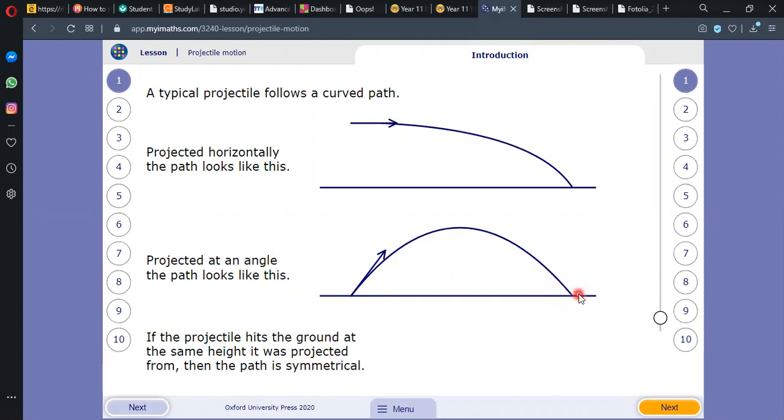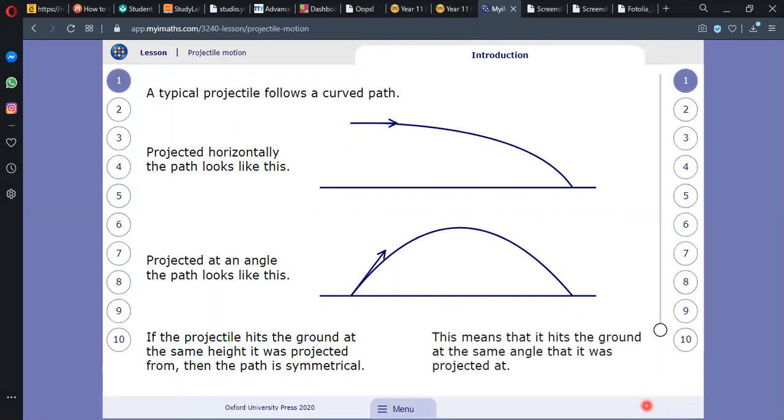This is the other part where the object is hitting the ground. If the projectile hits the ground at the same height as the initial projected position, then the path is said to be symmetrical. For instance, this is where it was projected from, and this is where it landed. You can see that they are on the same level. So that means the object landed at the same height as where it was projected from. This means that it hits the ground at the same angle that it was projected at.